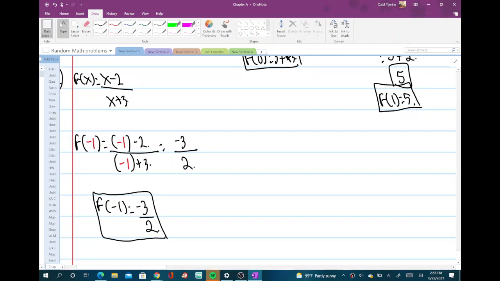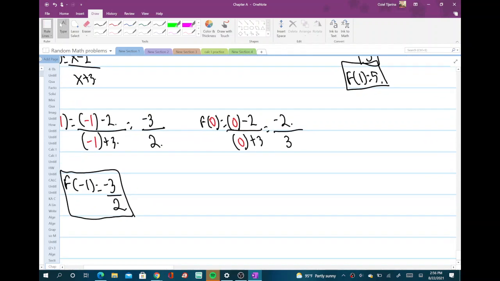What about f of 0? So f of 0 equals 0 minus 2 over 0 plus 3. So 0 minus 2, that should be negative 2, and 0 plus 3 is just 3. So f of 0 equals negative 2/3.